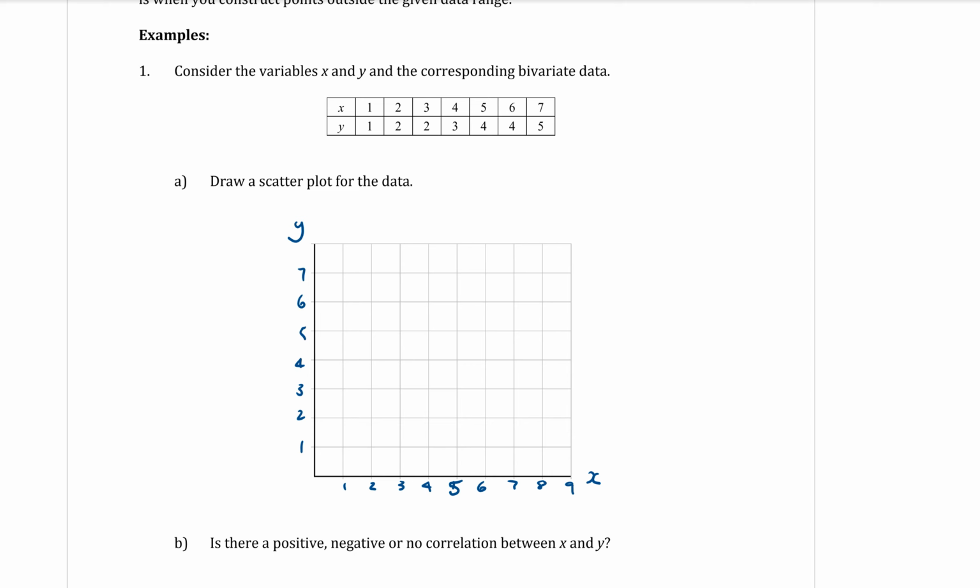So the first one, x is 1, y is 1. Put a dot. X is 2, y is 2. X is 3, y is 2. X is 4, y is 3. X is 5, y is 4. X is 6, y is 4. X is 7, y is 5.